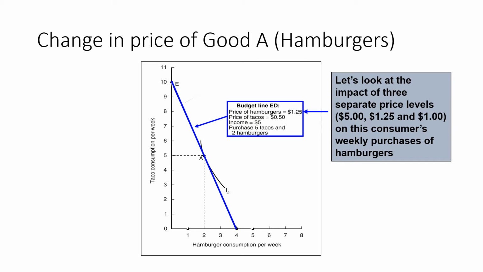So to begin, this is another snapshot of the budget line that we were working with a couple slides ago. This is the original equilibrium point where we have 2 hamburgers, 5 tacos. Now we are going to change the price of hamburgers in the next slide, and let's see what that does to our budget line.